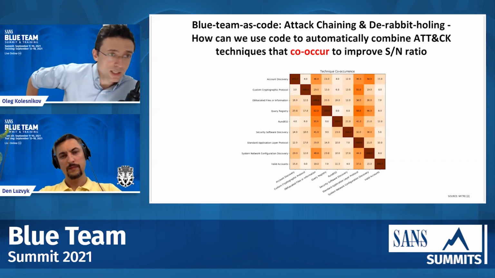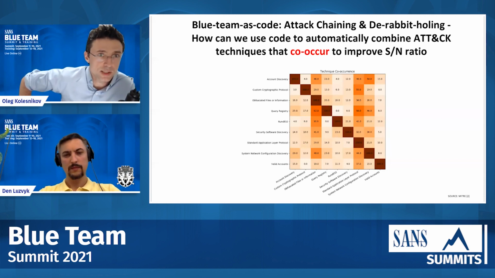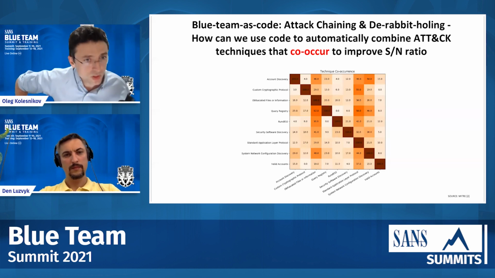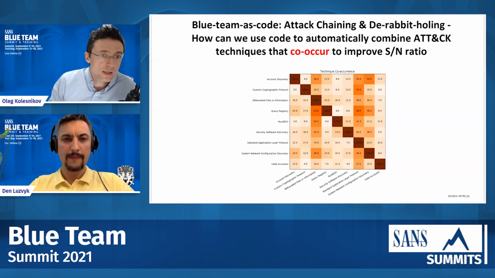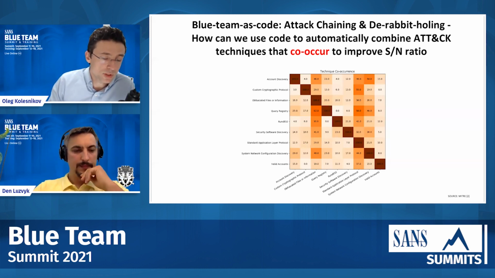All right, so with the next one, this one is on attack chaining and de-rabbit holing, where we look at chains of techniques. And I think in the interest of time, Dan, we're going to skip this one. I'm just going to mention a couple of things, and if you guys are interested, I can share this example afterwards. We can walk you through.